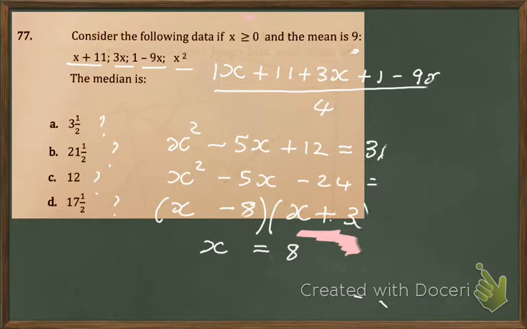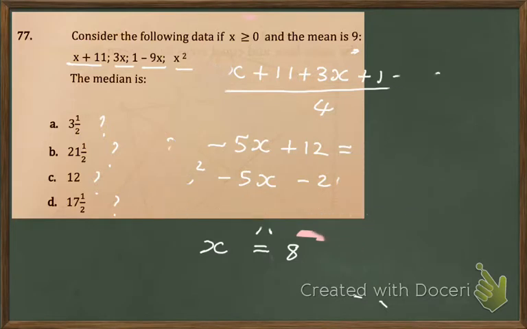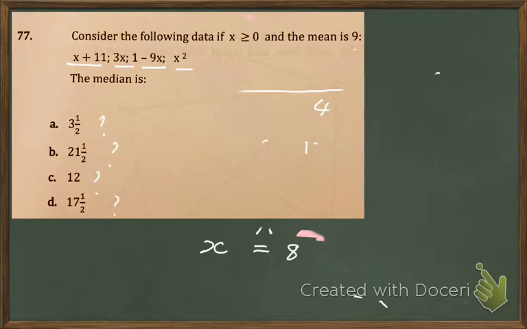the value of x is equal to 8 into our original data elements just to find the actual 4 data values. So here's the first one, x plus 11, or 8 plus 11 is 19, there's the first data element. The next one is 3x, 3 times 8, which is 24. That's the next data element, 24.